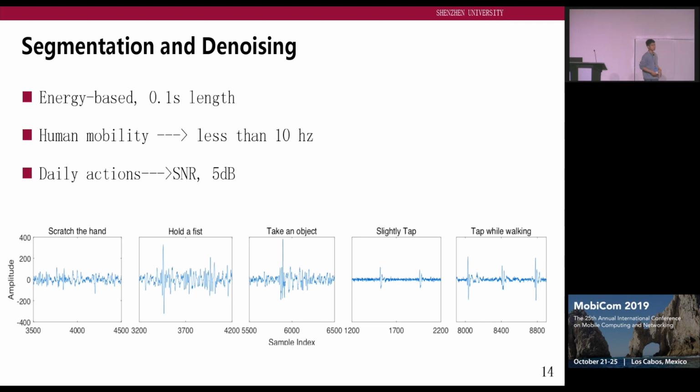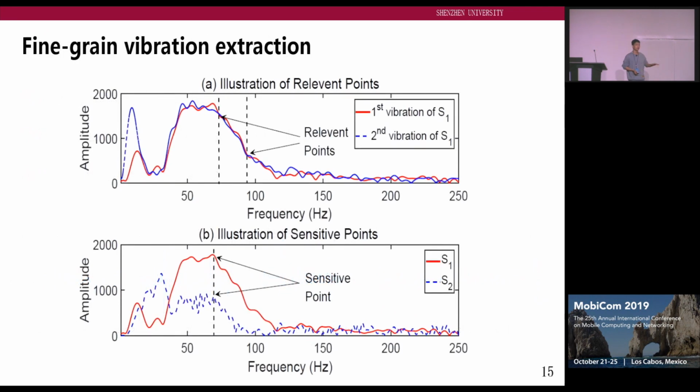And what about the daily actions? We may type when we hold a fist or take an object. And we find that all these daily actions have an SNR less than 5 dB, which is much lower than the tapping vibration. So we can remove this one too. And then I propose a 5-gram vibration extraction to enhance the uniqueness from different positions and maintain the consistency from the same position.